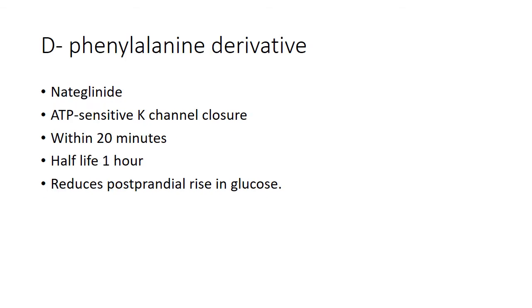The next class is D-phenylalanine derivatives. The drug name is nateglinide. They act on the sulfonylurea receptor, and they cause the closure of the potassium channel that will lead to depolarization, and this depolarization will cause opening of the voltage gated calcium channels, and there will be inward entry of calcium, and this calcium will cause release of preformed insulin.